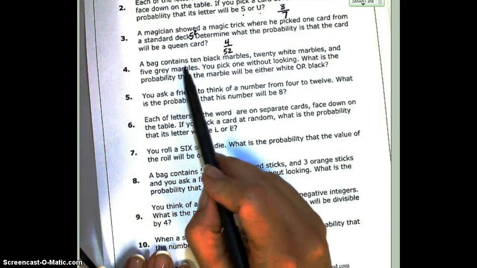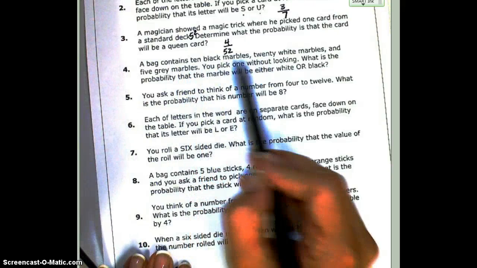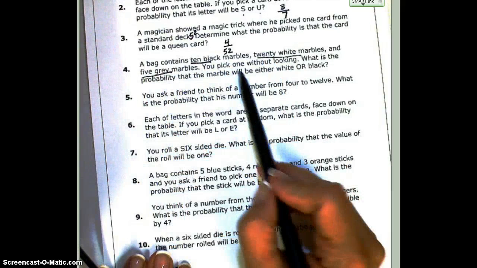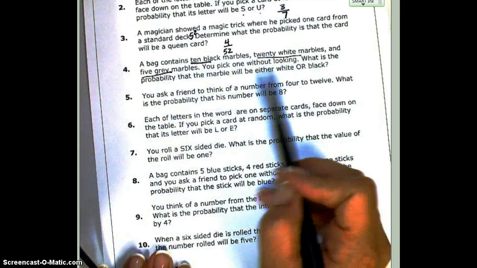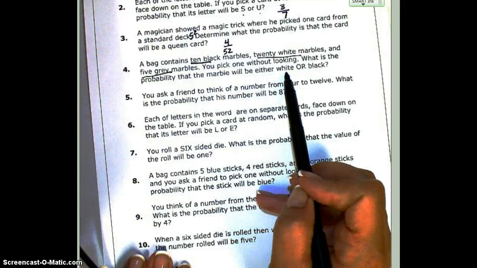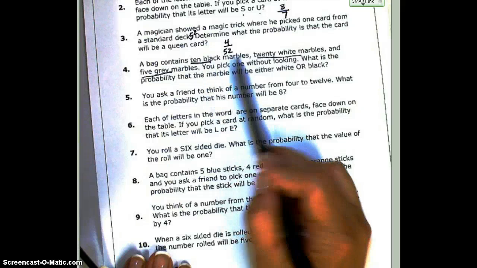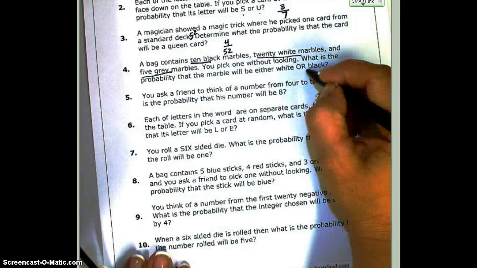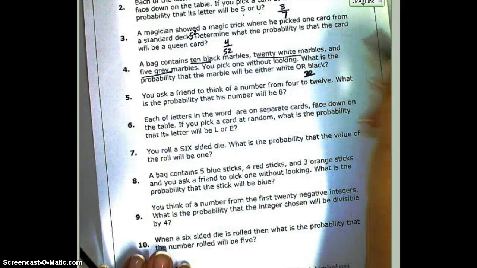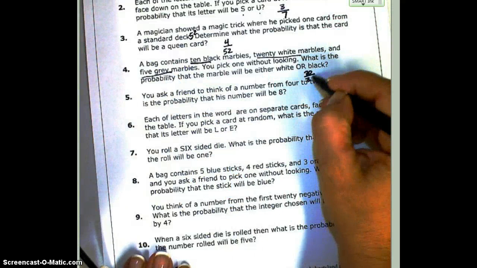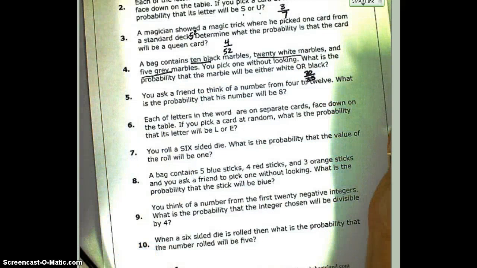A bag contains 10 black marbles, 20 white marbles, and 5 gray marbles. You pick one without looking. What is the probability that the marble will be either white or black? So there were 20 white, 10 black. 20 plus 10 is going to be 30. And out of how many possible? There were 35 possible. So 30 out of 35 for that one.